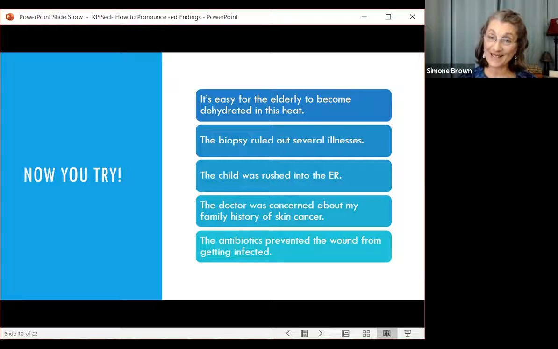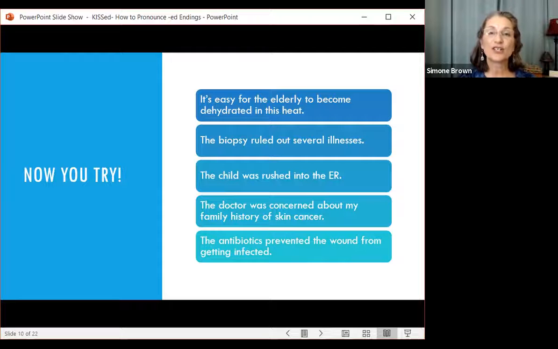Come on, do it with me. The biopsy ruled out several illnesses. Okay? Now, if I couldn't remember if it was a D or a T, and I just put a T, the biopsy ruled out, it's so small. I don't think you could hear it. It would be okay.